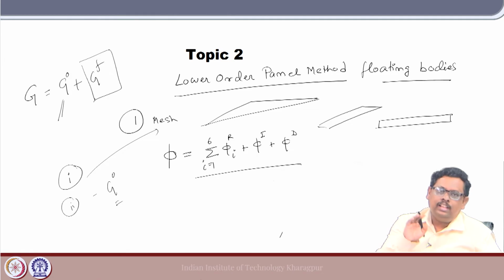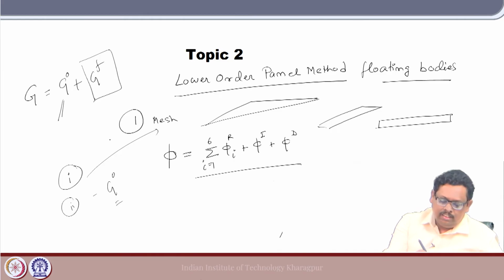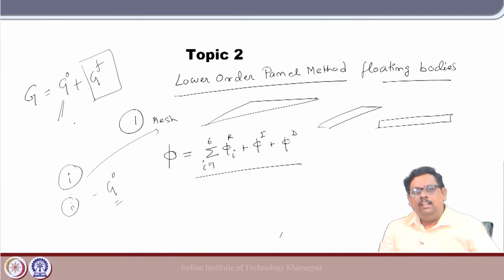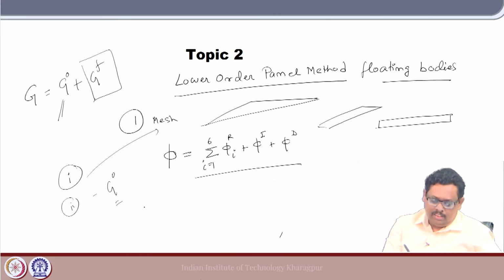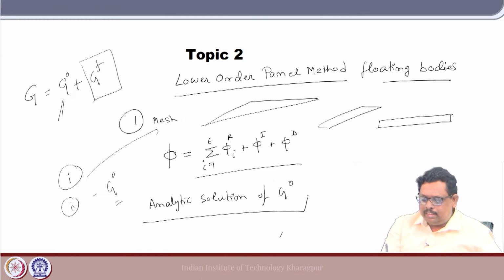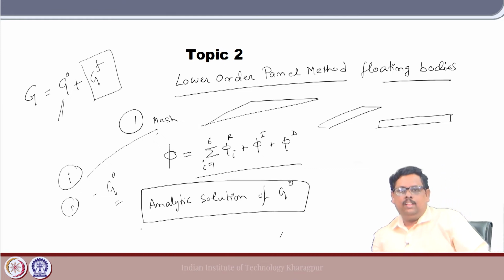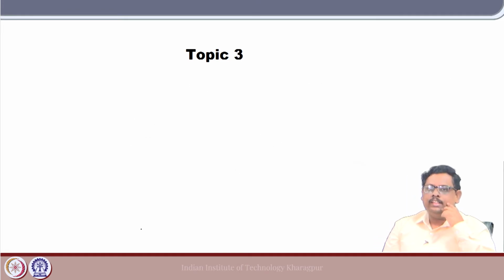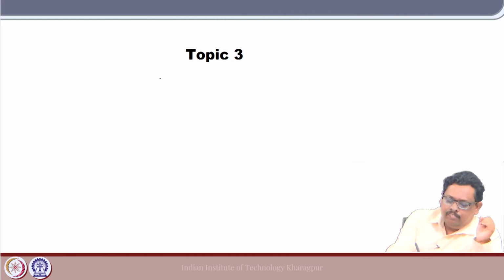From the coding aspect, one thing I did not give, but definitely you can do on your own, is how to do the analytic solution of G0. This is some coding work that you can take from this topic 2. Now, if I look at topic 3, which is the IRF based solution.